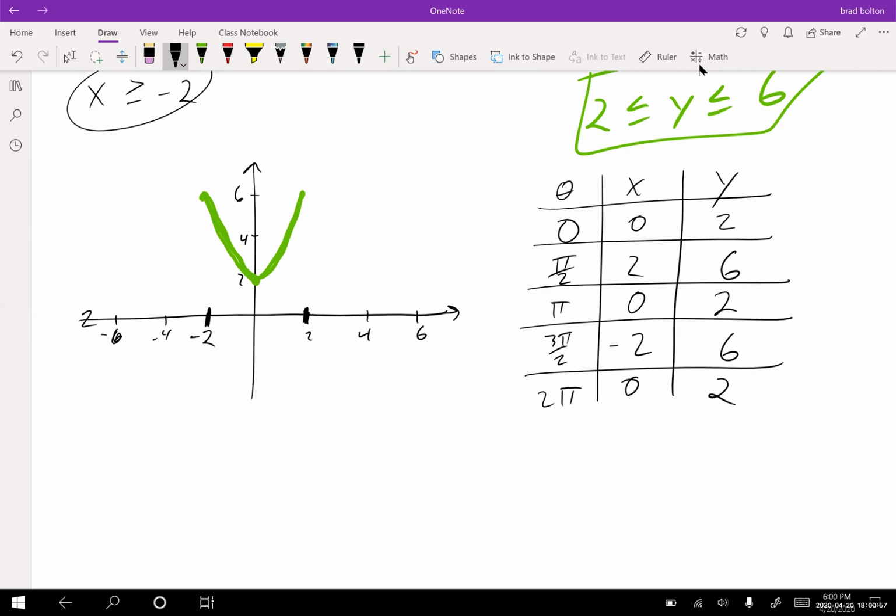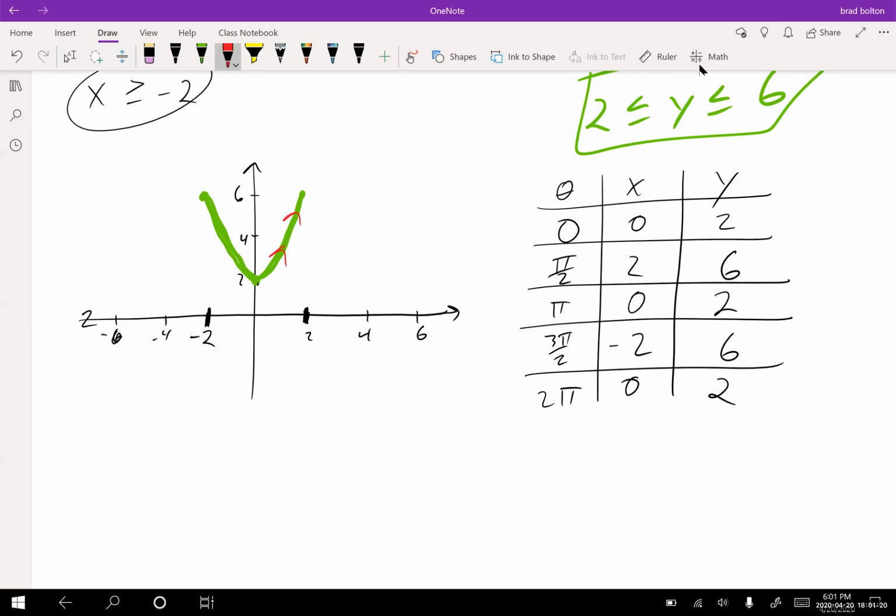Okay, and in terms of direction, so let's start with the smallest theta, 0. When we plug in 0, we go over 0, 2. And then let's see what direction the next one is. And we go over 2, up 6. So we must be going this direction. And then we'll obviously come back around and go the other direction. This will just keep recycling.